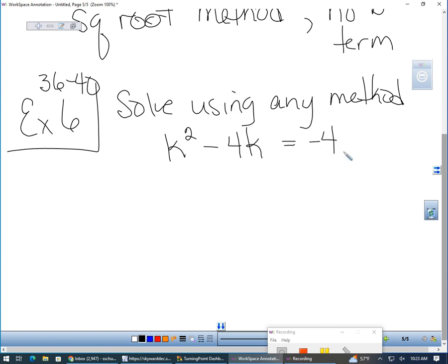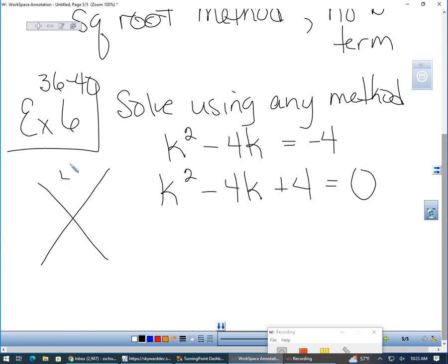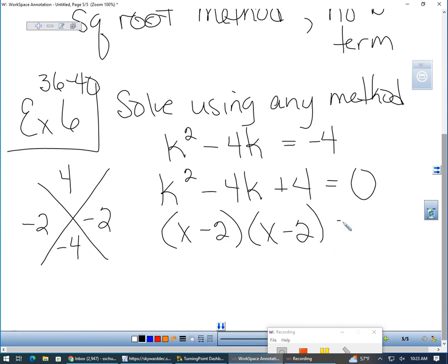Okay? I'm going to factor it this time. So I'm going to add my 4 over. So I have k squared minus 4k plus 4 equals 0. To factor it, I draw my x. 4 on top, negative 4 on the bottom. What are my sides? Negative 2 and negative 2, right? So we have x minus 2 times x minus 2 equals 0.